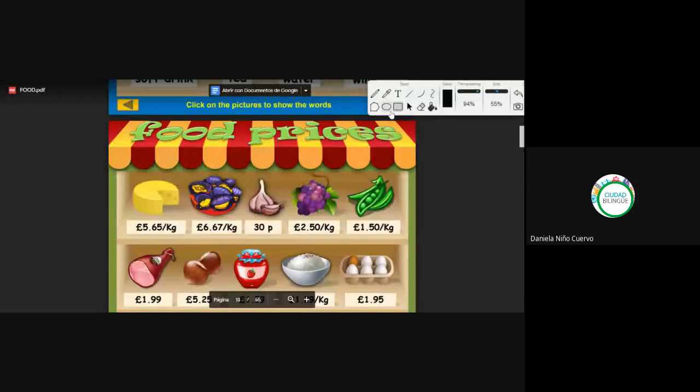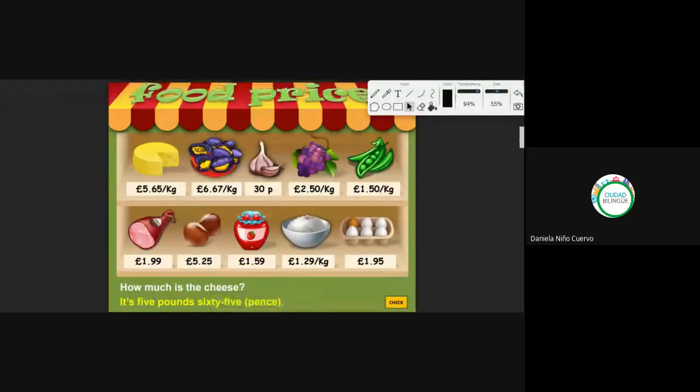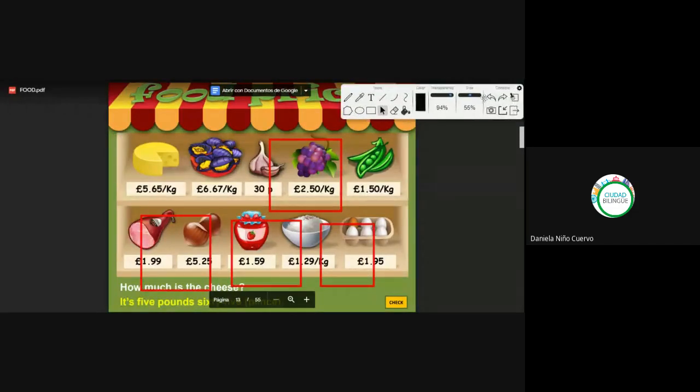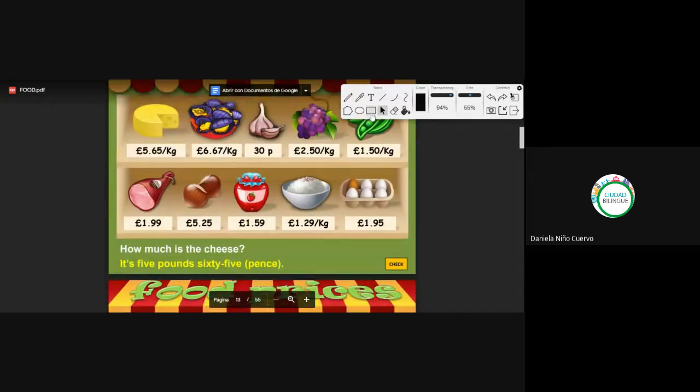Here we have the food prices. Los precios de cada alimento. Obviamente, la moneda de cada país es diferente. En este caso, vamos a utilizar la moneda de Inglaterra, pounds. Pounds quiere decir libra esterlina. Y por acá tenemos pence, que son los centavos, ¿ok? Pence, centavos, pounds, libras, right?